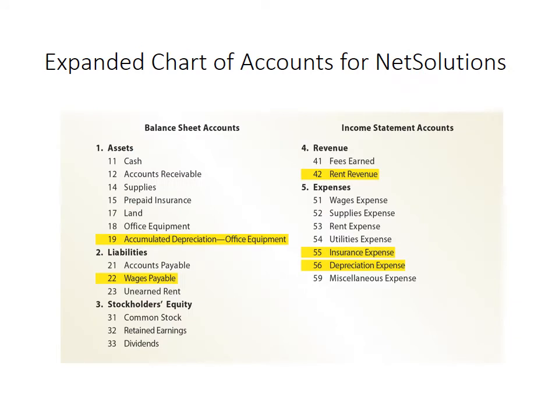Okay, so we'll start with an expanded chart of accounts, and this gives us details about new accounts that have been added. If you look closely, you can see and highlight that there are several accounts that we've added. Something called accumulated depreciation. That's a tricky one. Something called wages payable. That's a liability. Rent revenue is a different category of revenue. Insurance expense and depreciation expense. So we're going to talk about each one of these.